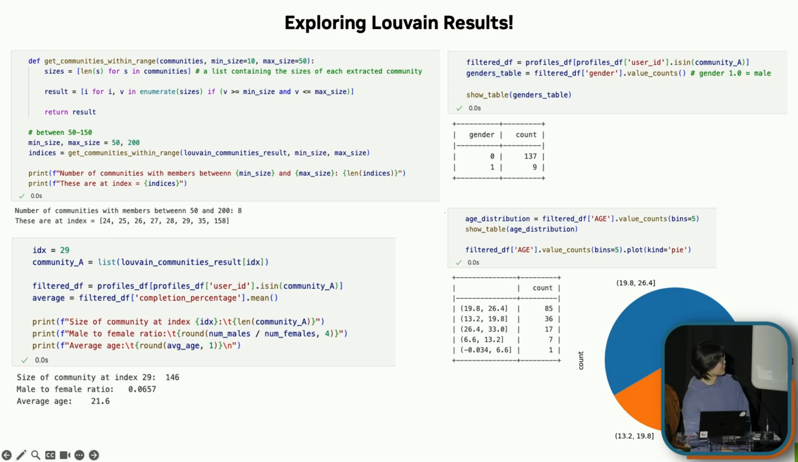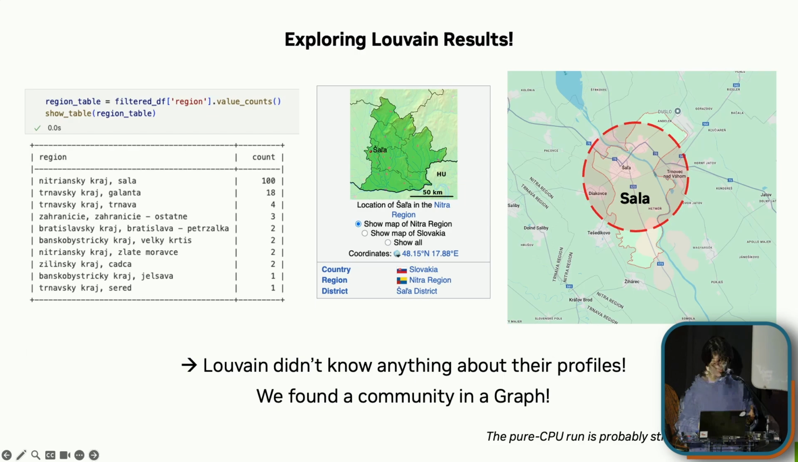But the male to female gender ratio was way off, which interested me, and it has an average age of 21.6. So with the results, going back to the profiles data frame, I was able to see that there's roughly a 1 to 14 gender imbalance, male to female ratio, which is pretty odd for this community. And also over half the members are between the ages of 20 and 26. Moreover, this was really cool. When looking at the profiles for community A and what they put in for their region, the result was a community that reported more than 2/3 of its members being from a western region of Slovakia called Sala.